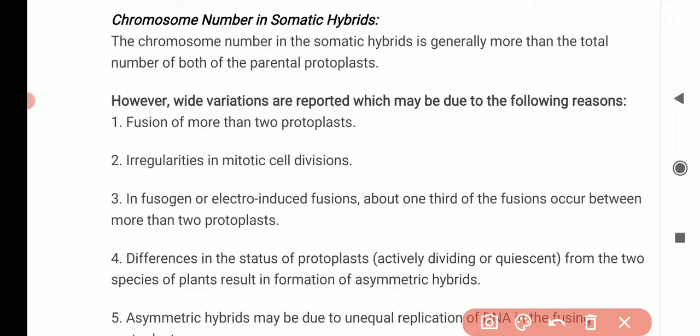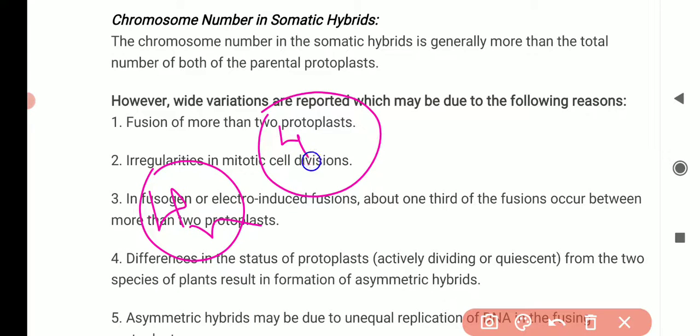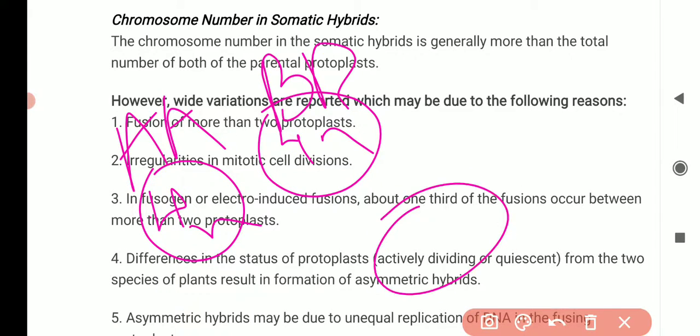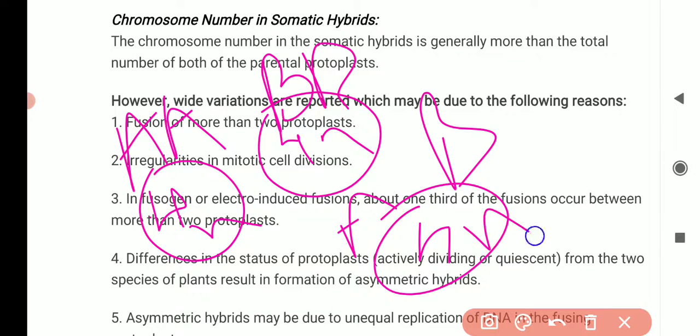Okay, by the chromosome number. Yes, the chromosome number is 4n, here also 4n. But what is the point? This is AA and this is BB. We want AB, okay, 4n. So just because the chromosome number has doubled, it doesn't mean that it is the correct one.